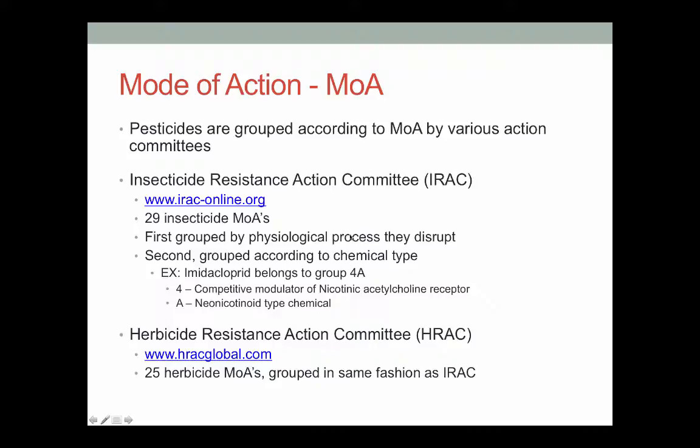They will group them by the physiological process that they disrupt, so things like cholinesterase inhibitors, and then they'll group them secondly by the specific chemical type they have. So for example, if you were looking at a chemical like imidacloprid, it would say right on the label, this is a category 4A insecticide. And if you were to go to IRAC, you could look up specifically what it does.